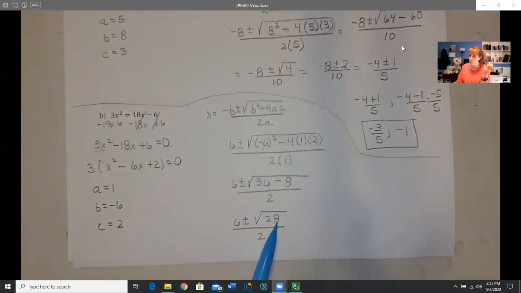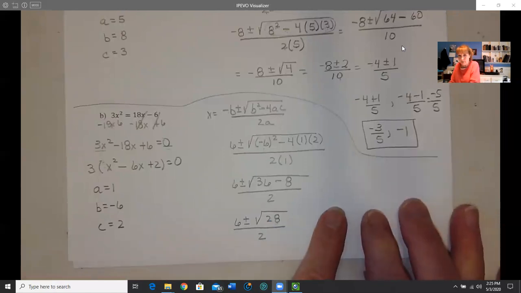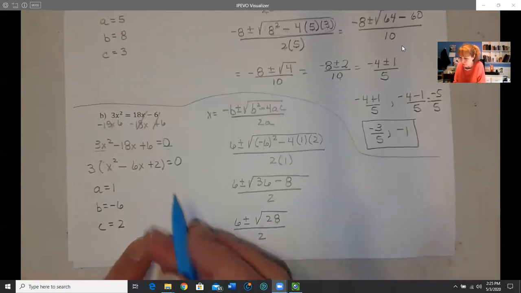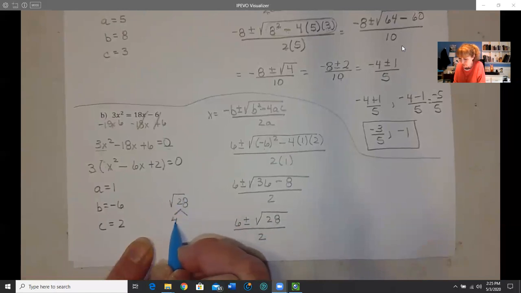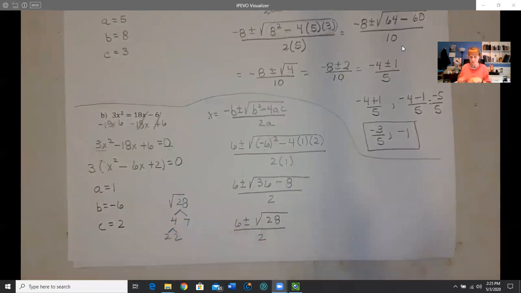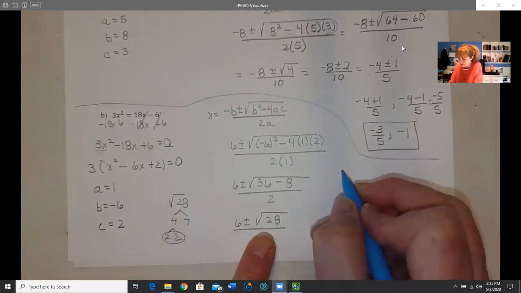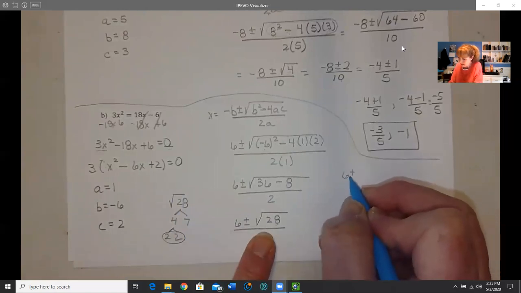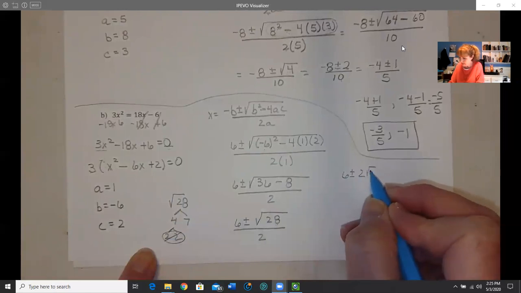I'm not saying you'll always be able to take something out of this radical, but in this case we can. I might run out of room over here, so I'm going to put the square root of 28 over here and see if I can reduce it. And yes, we can. I've got 2 2's. So this right here is 6 plus or minus 2 square root of 7. These come out, but the 7 stays.